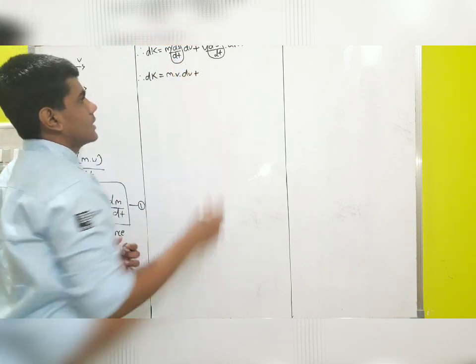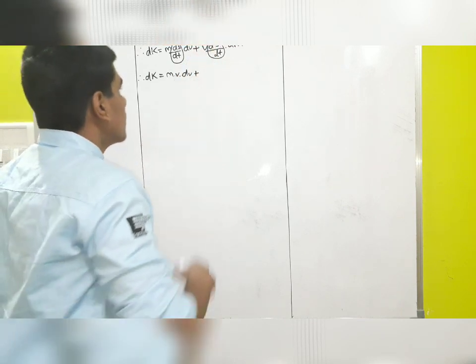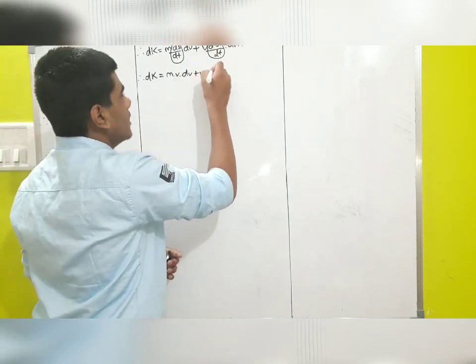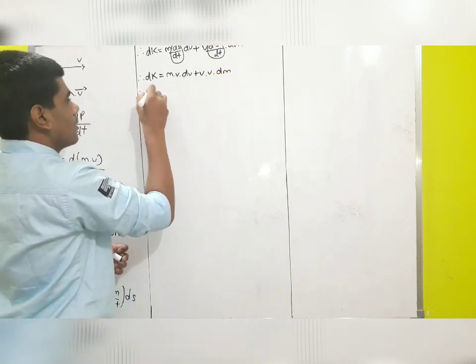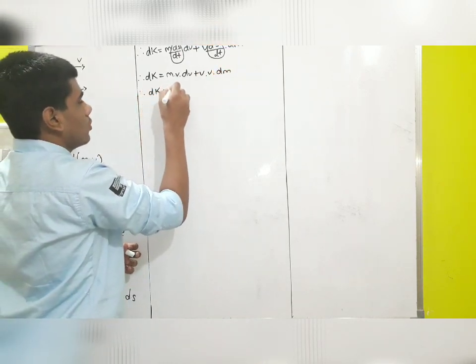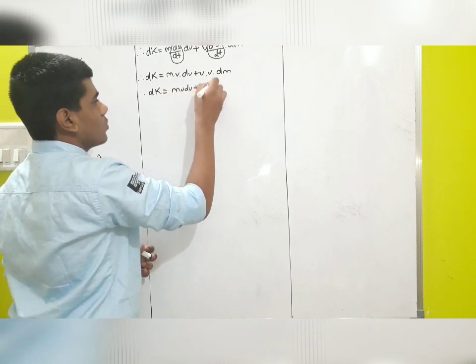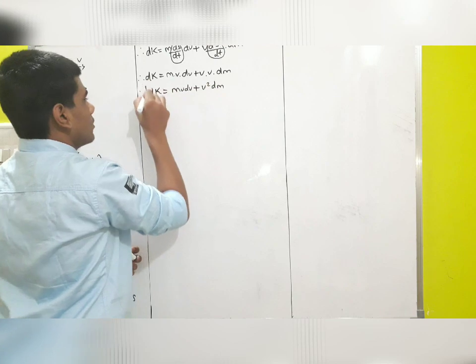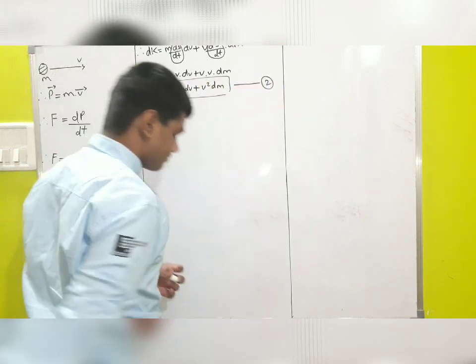Yeah. Now here we will add the addition sign. Now again here displacement upon time, so again we will take v, into dm. Yeah. Now let's simplify these things. dK is equal to mv dv, let's remove the multiplication sign between them, plus v square dm. Okay, so let's mark this equation as equation number 2.